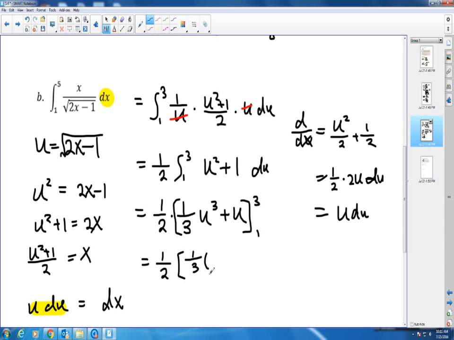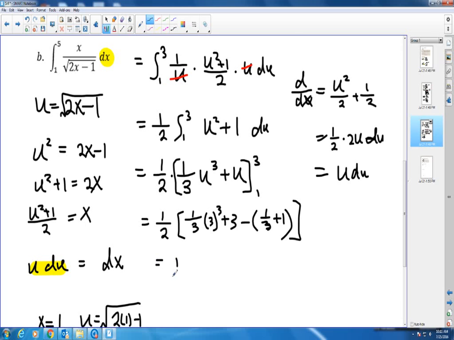1/3 times 3 to the third power plus u is 3 minus 1/3 times 1 to the third power, which is still 1/3, plus 1. Okay, check it. If I substitute 1 here, 1 to the third is 1, 1 times 1/3 is still that 1/3. And put 1 right here for that u.